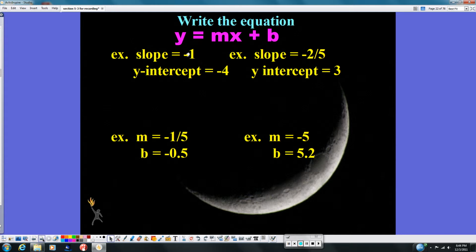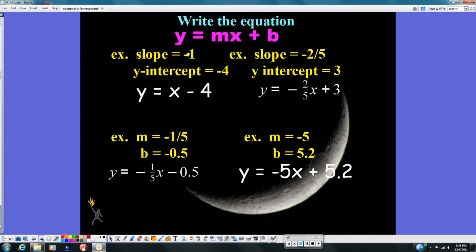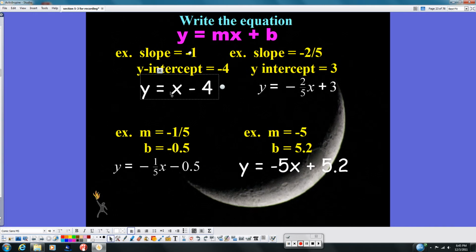Let's do some more. For the first one, slope is negative 1, y-intercept is negative 4. The second one, slope is negative 2/5, y-intercept is 3. The third one, slope is negative 1/5, and the y-intercept is negative 0.5. And the last one, slope is negative 5, and our y-intercept is 5.2. This first one should be y equals negative x minus 4. Fix that real quick.